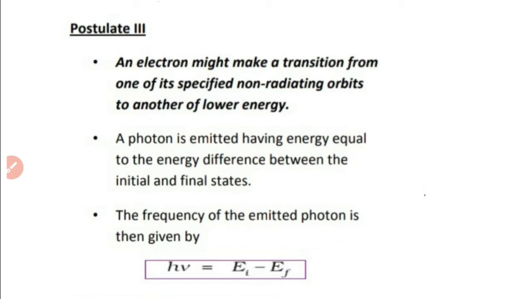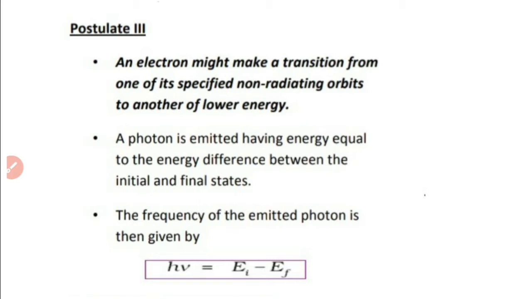So when an electron jumps, that's what we mean by transition. When an electron jumps from a higher energy state to a lower energy state, it emits energy, and that energy comes in the form of a photon. And what is the energy of that photon? The energy of that photon will be equal to the difference in energy between the two energy levels.